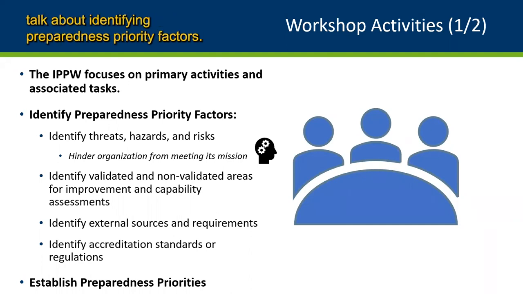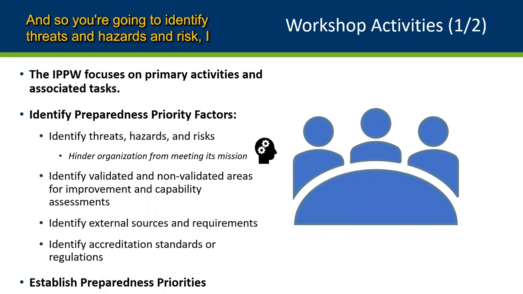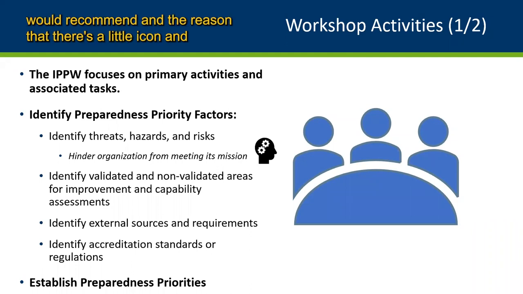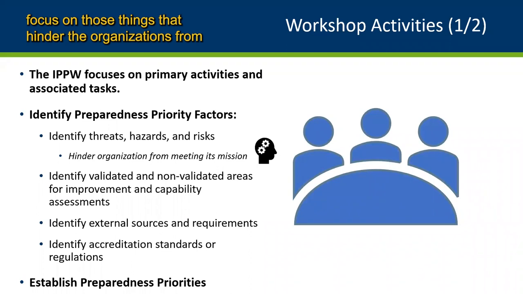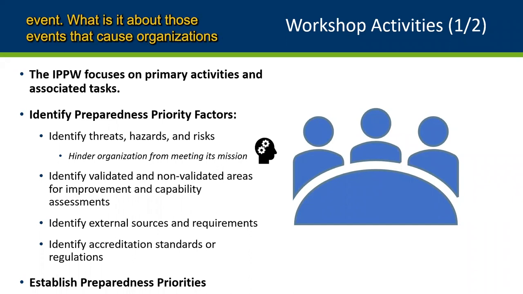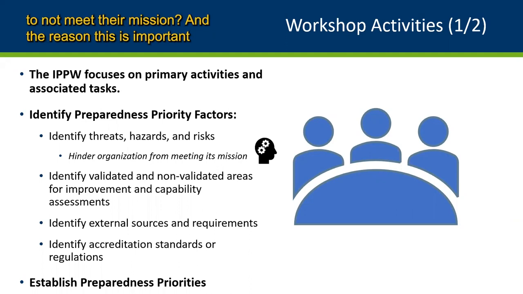You are going to talk about identifying preparedness priority factors. And so you're going to identify threats and hazards and risk. I would recommend, and the reason that there's a little icon and that sub-bullet is in italics, is I would recommend that you focus on those things that hinder the organizations from meeting their mission, right? So don't focus just on a particular event. What is it about those events that cause organizations to not meet their mission?